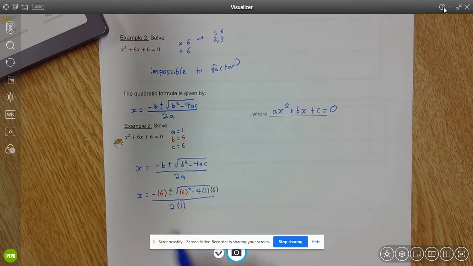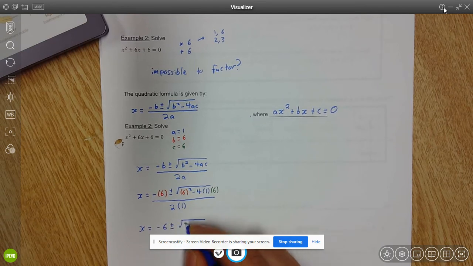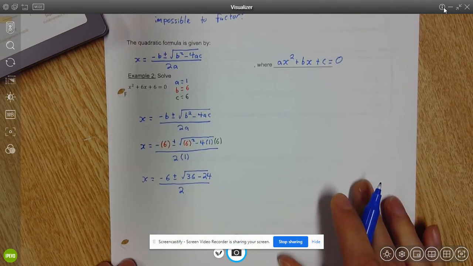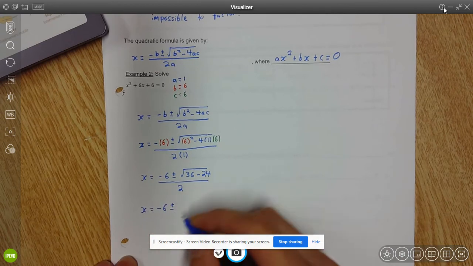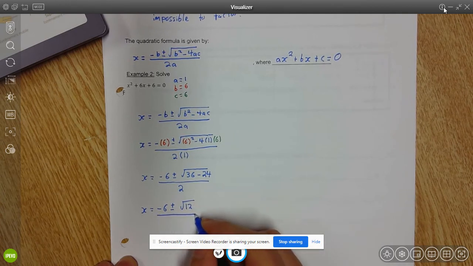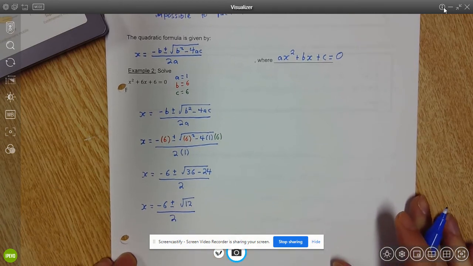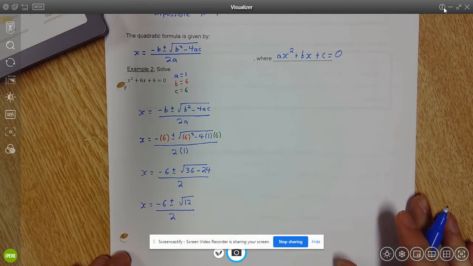So now I just have a formula where I evaluate the right-hand side. It's only got numbers, so I'm just plugging in values and evaluating. So I have negative 6 plus minus, well, 6 squared is 36, minus 4 times 1 times 6 is 24, all over 2. Okay, so I'm just simplifying this. I'll do one more step. Negative 6 plus or minus square root of 36 minus 24 is positive 12, all over 2.